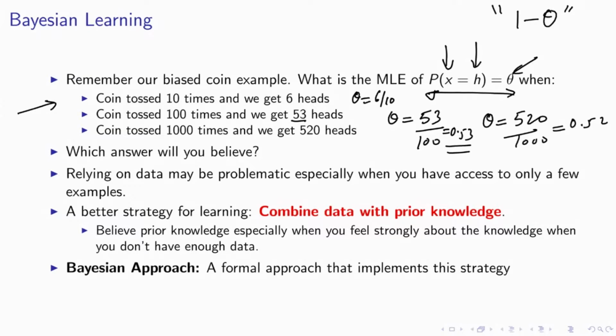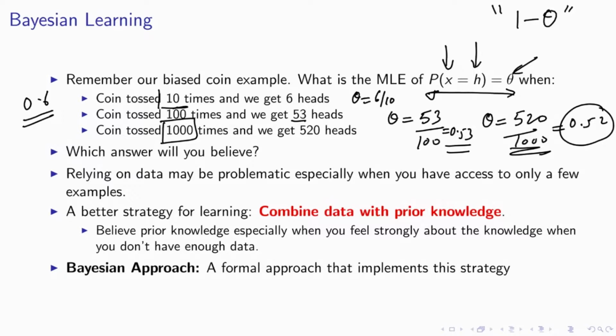The next question that I'm going to ask you is, which of these answers will you believe? Will you believe the answer which is 0.6, or the answer which is 0.52, which is based on 1,000 tosses, versus 0.6, which is only based on 10 tosses? Intuitively, it is obvious that you will believe the experiment in which you have tossed the coin 1,000 times, because there is more data, and you always believe more data rather than anything else.